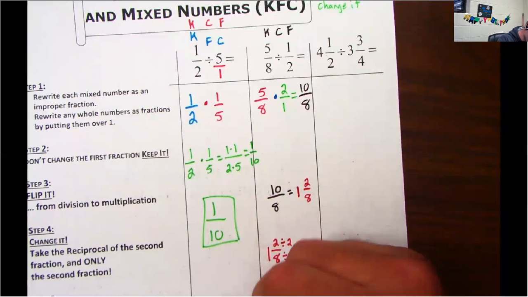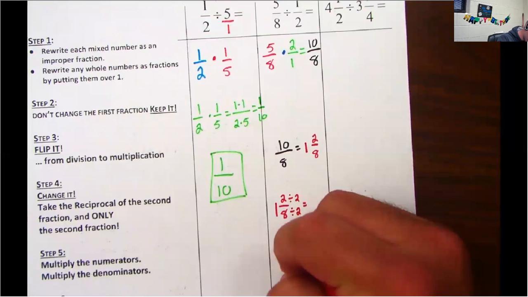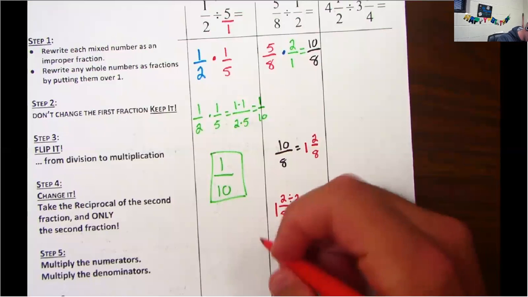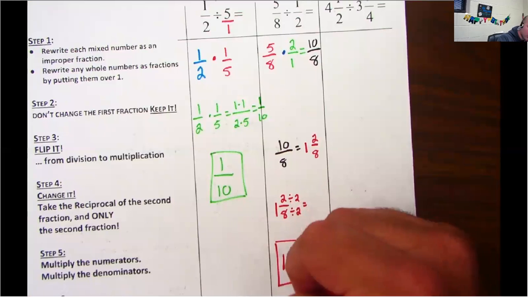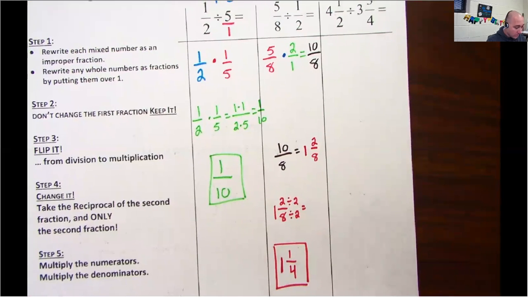So I still have one whole. 2 divided by 2 is 1. 8 divided by 2 is 4. The answer should be 1 and 1/4.